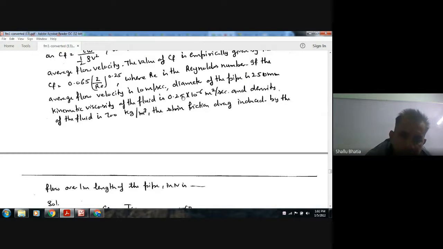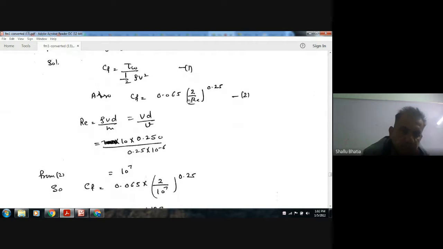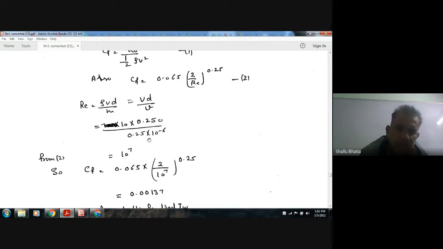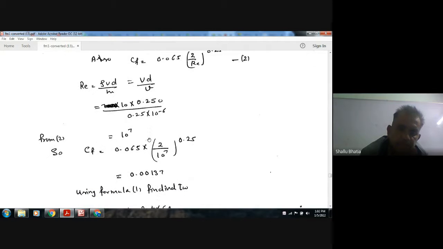The average velocity is 10 meters per second, the diameter is 250 mm, the density is 700, and the kinematic viscosity is 0.25 into 10 to the power minus 6. So Re is equal to rho V D by mu, that is V D by nu. This is 10 into 0.25 divided by nu, so the Reynolds number here is about 10 to the power 7. Since Cf is only a function of the Reynolds number, we can find out the Reynolds number like this, and from it we can find out Cf.